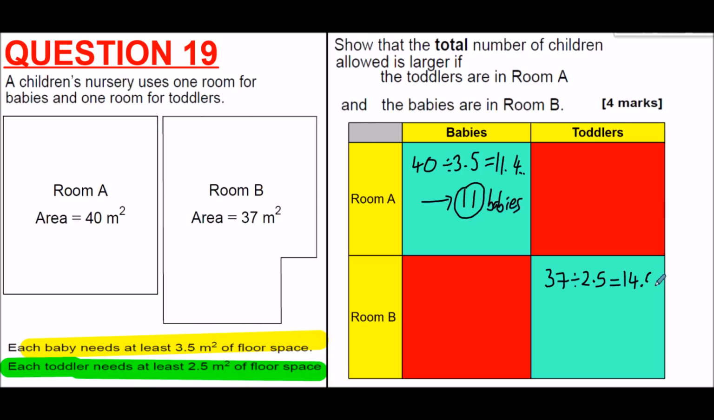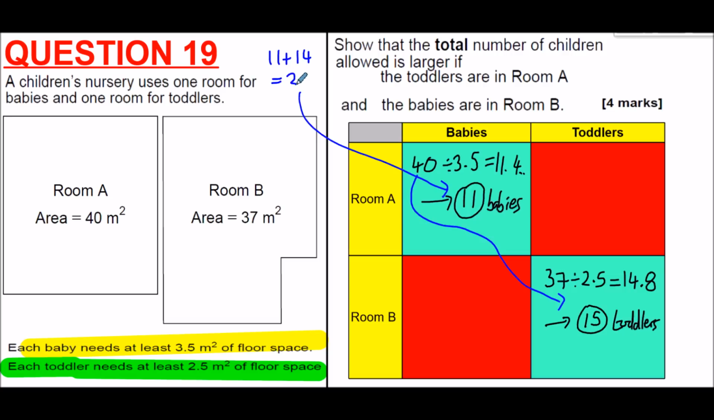So 14.8 toddlers was not enough for 15. What that says is there could be 14 toddlers. And so if the babies are in room A and toddlers are in room B, 11 plus 14, that gives a total of 25. So one option here is babies in room A, toddlers in room B. That's a total number of children, 11 plus 14, which should be 25.